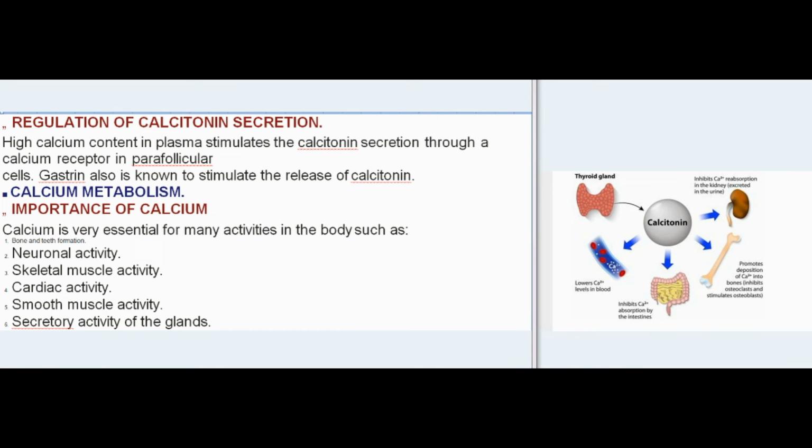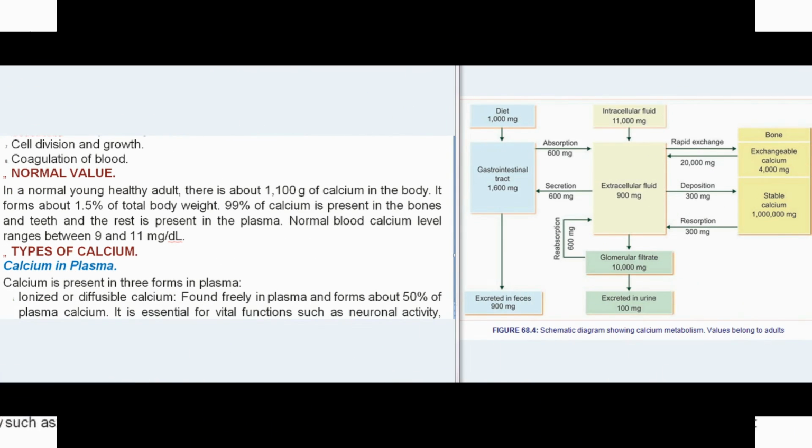Regulation of calcitonin secretion. High calcium content in plasma stimulates the calcitonin secretion through a calcium receptor in parafollicular cells. Gastrin also is known to stimulate the release of calcitonin. Calcium metabolism. Importance of calcium. Calcium is very essential for many activities in the body, such as bone and teeth formation, neuronal activity, skeletal muscle activity, cardiac activity, smooth muscle activity, secretory activity of the glands, cell division and growth, coagulation of blood.